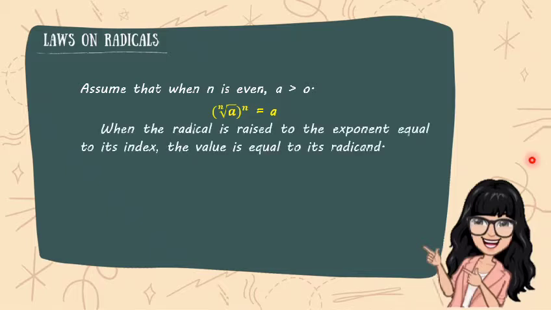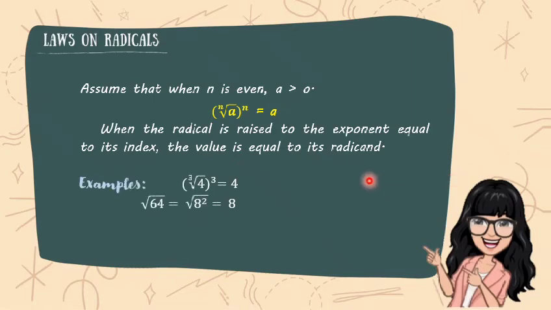So, what does it mean? It means that when the radical is raised to an exponent equal to its index, the value is equal to its radicand. Now let's go back to this one. The nth root of a quantity raised to n. Your n here is your index. a is the radicand, and the n outside your parenthesis is called the exponent. Now notice that the index and the exponent here are just the same. They are equal. Now if that happens, then the answer to this expression is equal to the radicand. So ang radicand lang, wala nang imo nga radical symbol, wala nang imo nga exponent. That is if, again, the index is equal to the exponent.